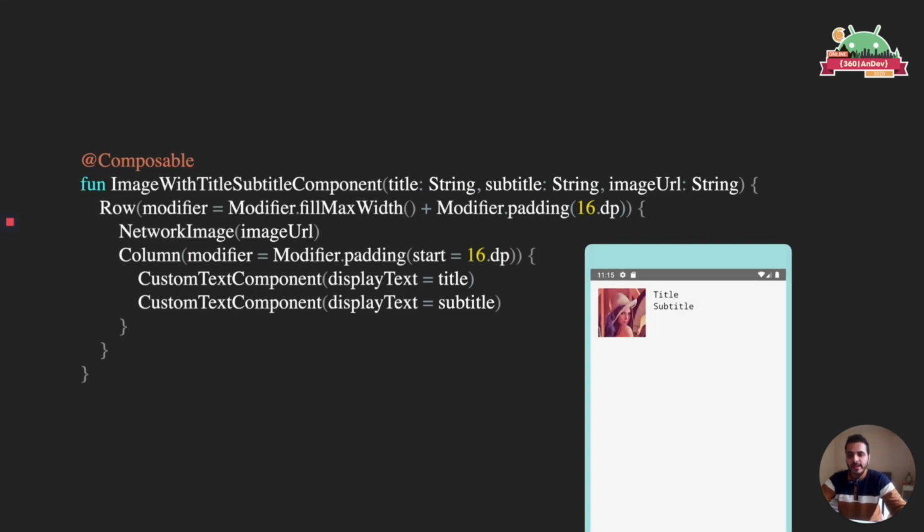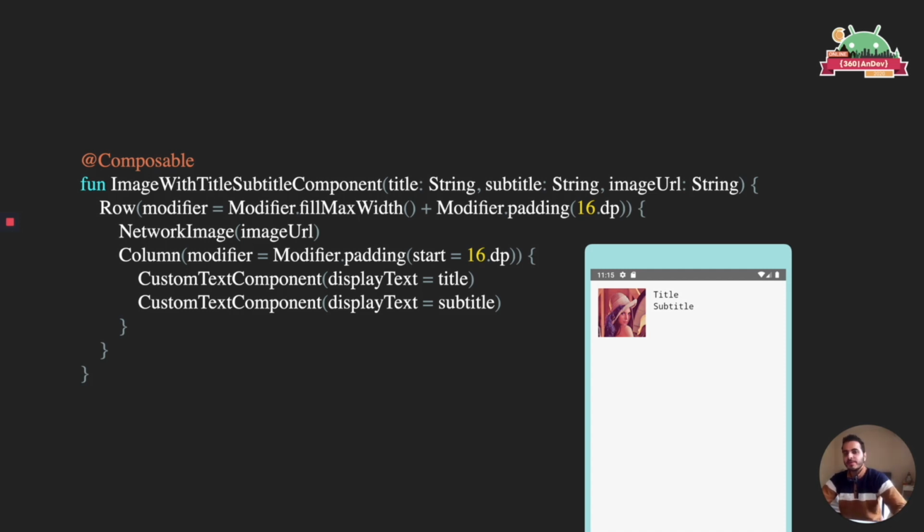Now, this is very close to what we wanted. We wanted an image view on the left and two text views on the right. Those are not text views, just text composables. But there is a small difference here. We wanted the title and subtitle to be aligned to the top and the bottom of the image view. But here we aren't seeing that. So let's go ahead and change that.